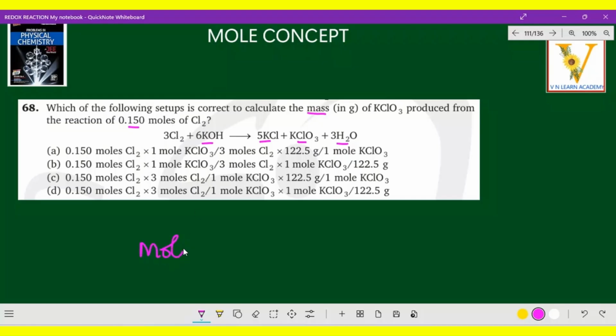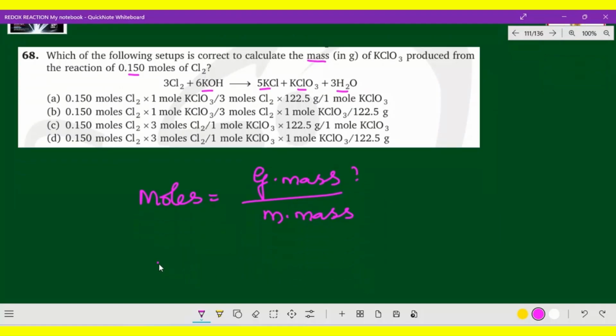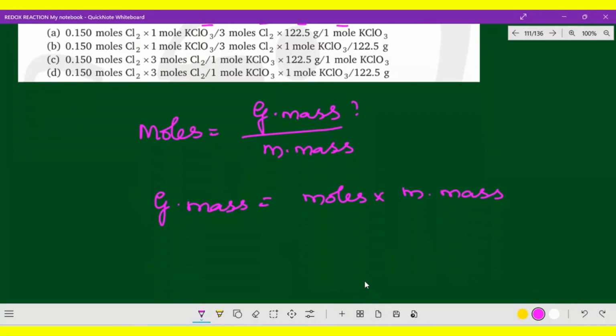So moles equal to given mass divided by molecular mass, right? So given mass only we have to identify. How to identify the given mass? Given mass equals moles into molar mass. So given mass here is moles 0.150 into molar mass of KClO3. The molar mass of KClO3 is 122.5 gram per mole. That is what you will get as the given mass. I hope you got the clarity.